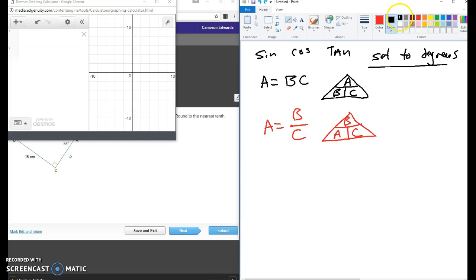Why is that not changing colors? That's weird. Huh.